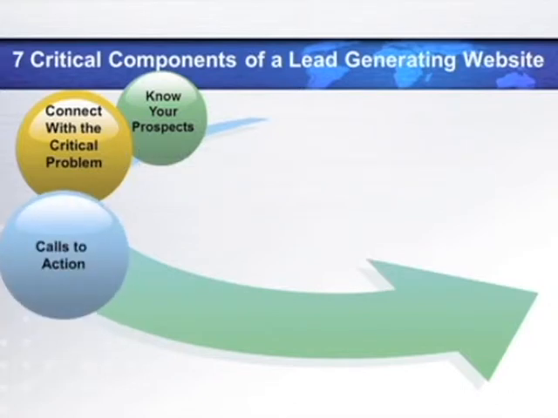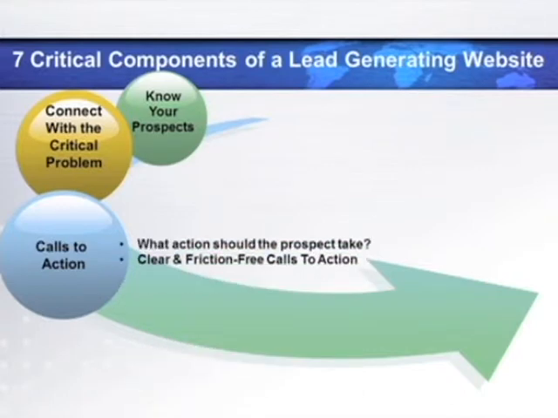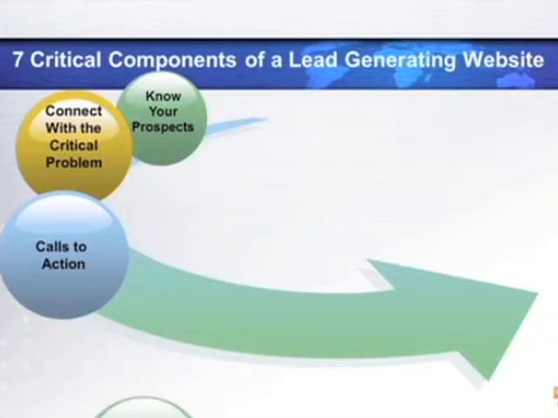The third step, calls to action. Often websites don't have a request for someone to do something, and we need to ask what it is we want them to do. What action should that prospect take on the website? And it has to be clear and friction-free. In other words, it can't be confusing or difficult to understand. Play the video, click here, follow this link. Have to make it very clear.